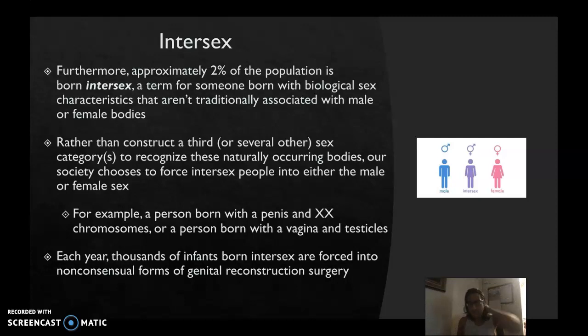Intersex is probably a term that many people have not heard of before, but it's estimated that approximately 2% of the population is born with some degree of intersexuality, which is a term that refers to someone born with biological sex characteristics that aren't traditionally associated with male or female bodies. Rather than construct a third or several other sex categories to recognize these naturally occurring bodies, our society chooses to force intersex people into either the male or the female sex.